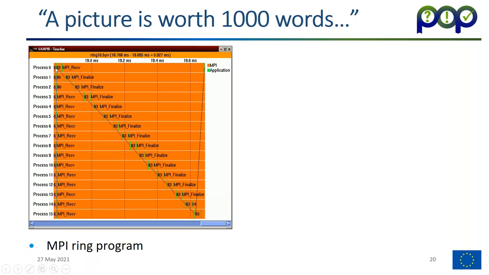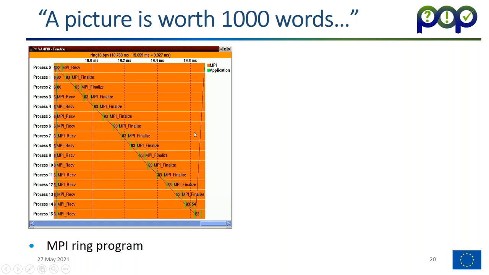So process zero sends a message to one, then to two, and so on, all the way to the bottom, where the last process sends it back to process zero. And before the message, everyone is basically in receive, waiting for the message. Then there's a small portion in the middle, and then once they are done, they all go into finalize. So people like that, and you can nicely see what's going on.